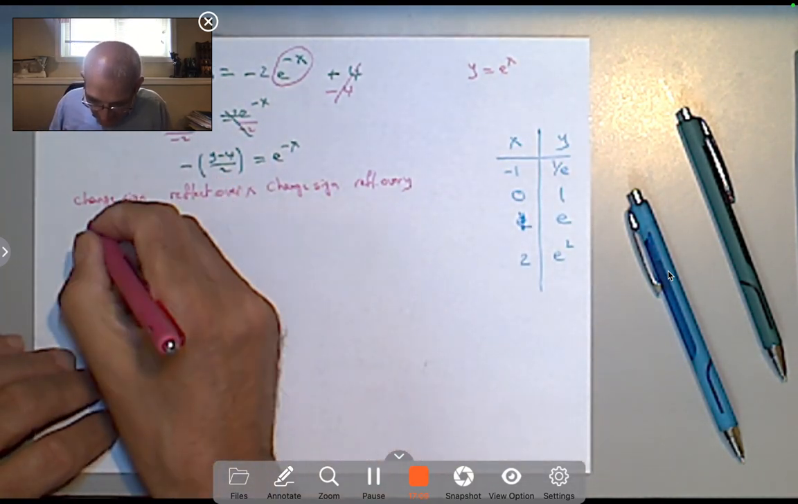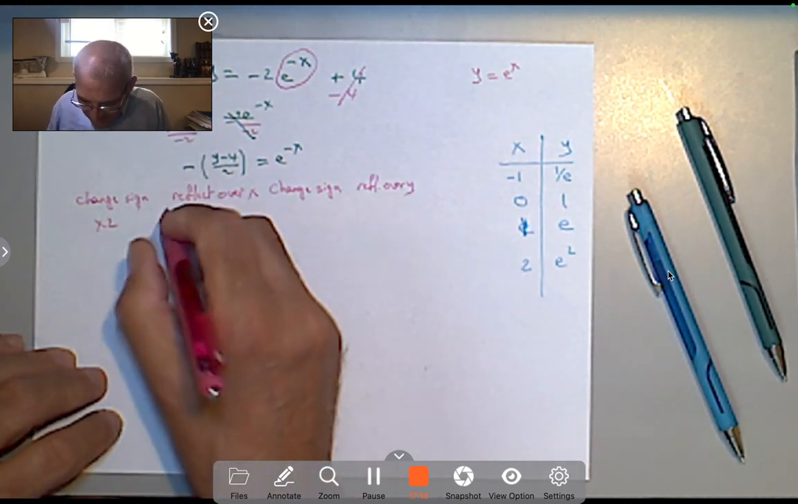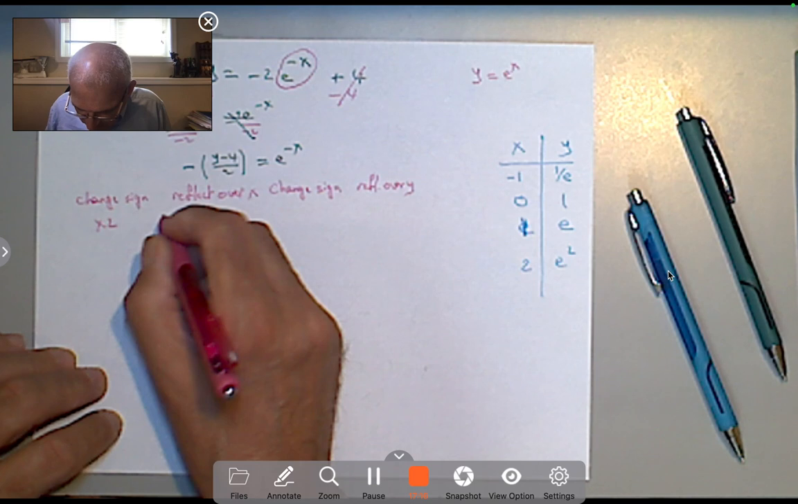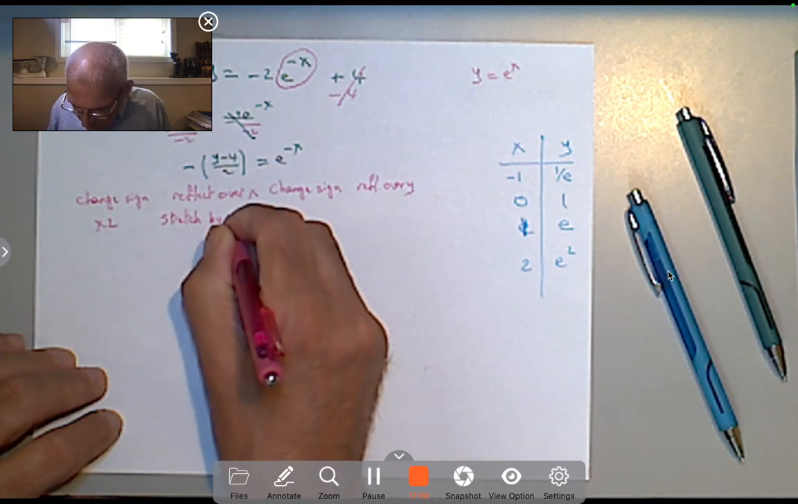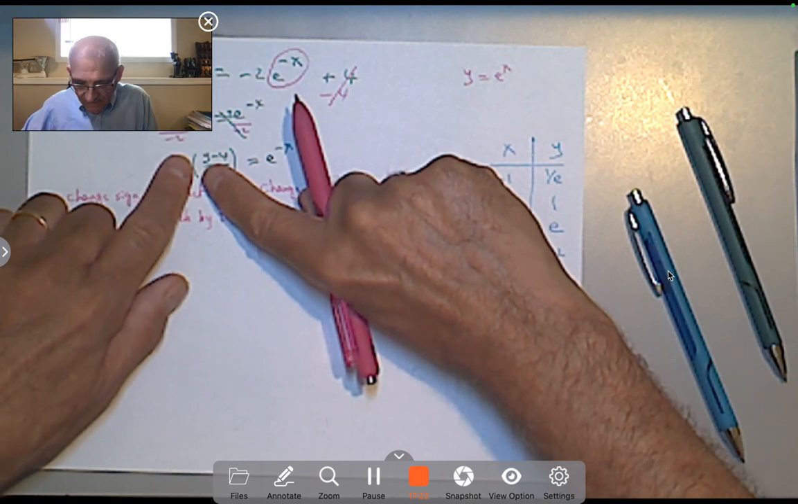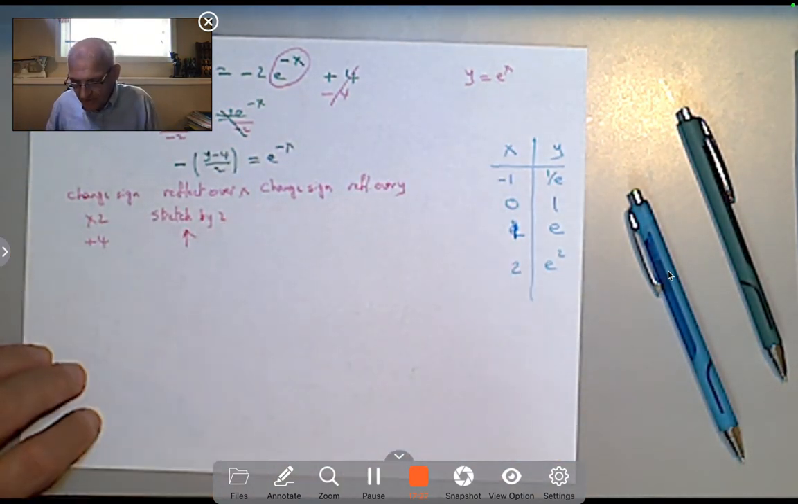Then I'm going to multiply by 2, right? That's the math. The explanation is stretch by a factor of 2. And then I'm going to add 4, meaning move up 4 units.